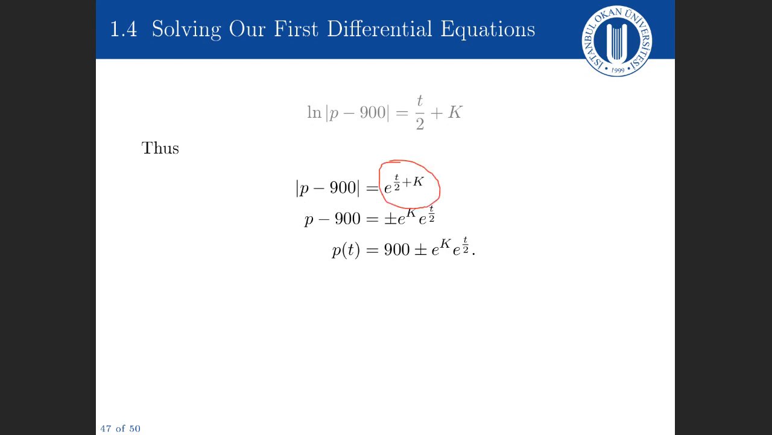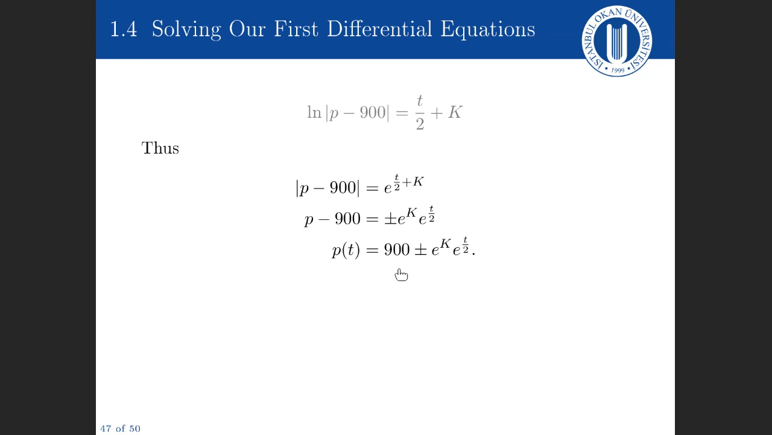Instead of e to the power t over 2 plus k, I can write this as e to the power k multiplied by e to the power t over 2. I want to get rid of the absolute value signs. I don't want these here. I can get rid of these as long as I add a plus or minus somewhere. I can write that p minus 900 is plus or minus e to the power k, e to the power t over 2. Take the 900 over to the right, we get p(t) is equal to 900 plus or minus e to the power k, e to the power t over 2.